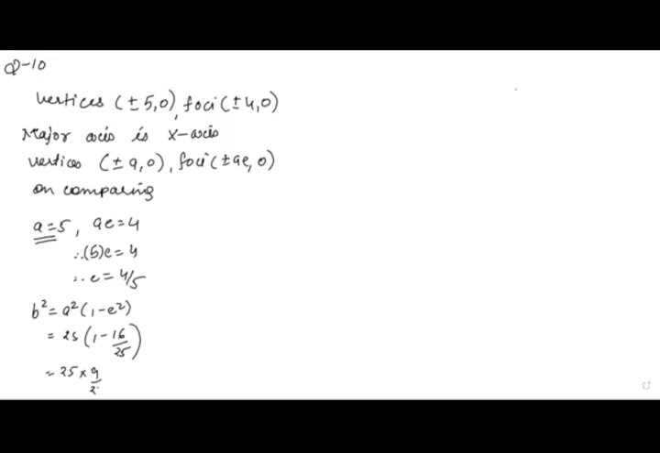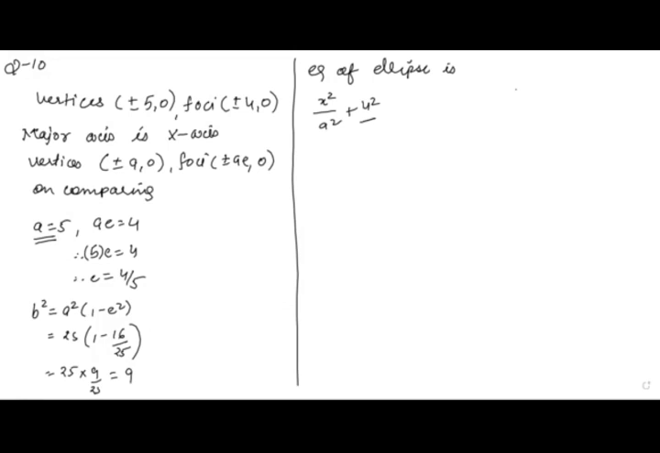So 25 into 9 by 25, and the value of b square is 9. So the equation of ellipse is x square by a square plus y square by b square is equal to 1. Therefore x square by 25 plus y square by 9, equal to 1. This is the equation of ellipse that we got.